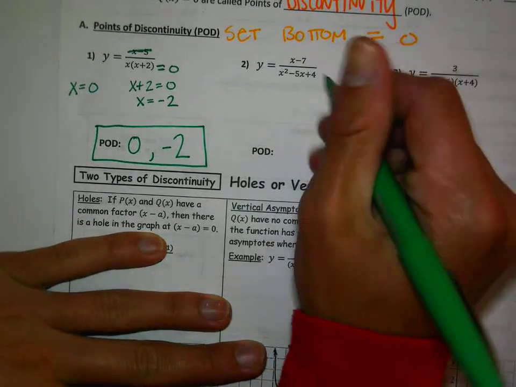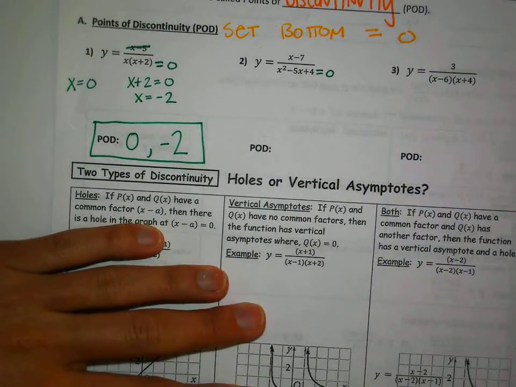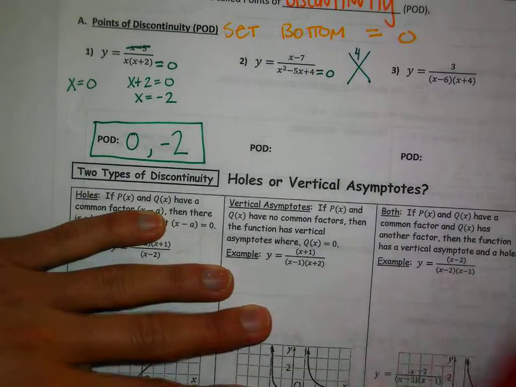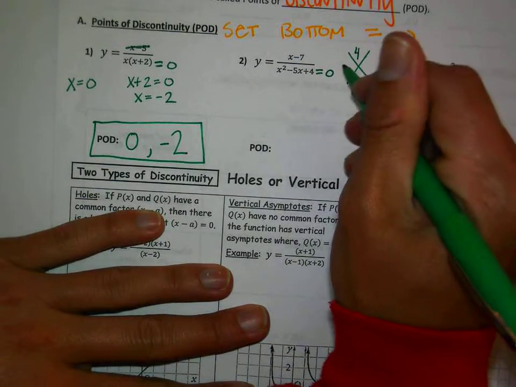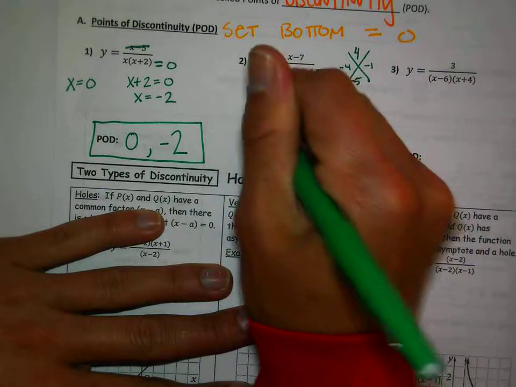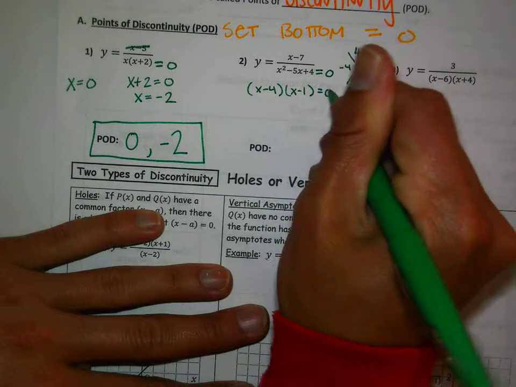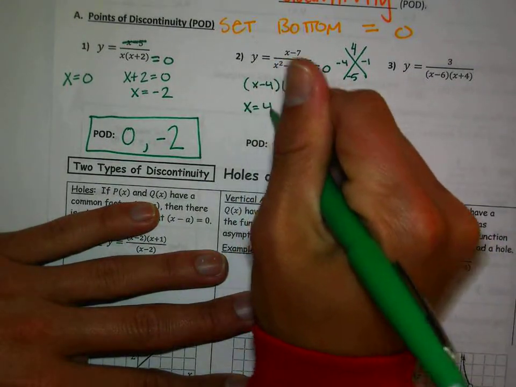Factor it. Next one. We're going to set the bottom equal to 0, but what do I have to do to solve for this one? Angie said factor it. Yep. So what two numbers multiply to give me 4, but add to give me negative 5? Negative 4, negative 1. Okay, so x minus 4, x minus 1. So x equals 4 and x equals 1.